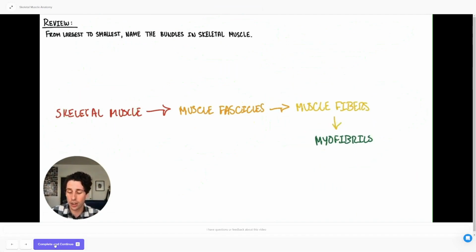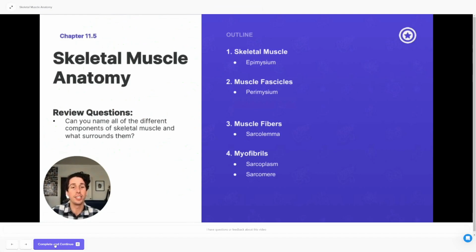All right, let's go on to this last review slide right here. As we can see, the skeletal muscle is composed of 4 different bundles: the skeletal muscle, muscle fascicles, muscle fibers, and myofibrils. And we have different portions of them that cover those areas. So we have this review question for you. I want you to pause this video again and think about this review question. Can you name all the different components of skeletal muscle and what surrounds them? With a skeletal muscle, we have the epimysium, which surrounds the outer portion of that skeletal muscle. So think about that for each of the 4 different bundles.